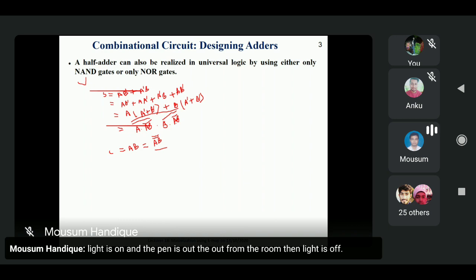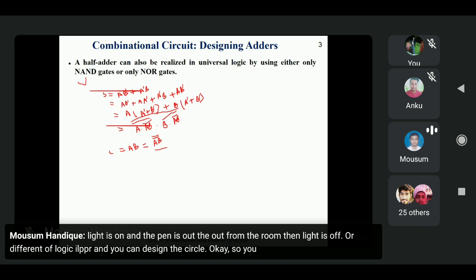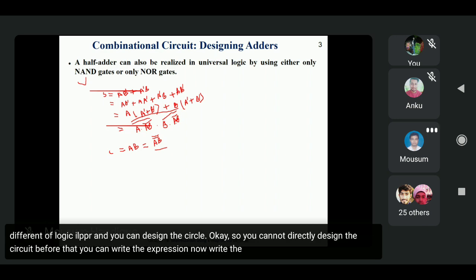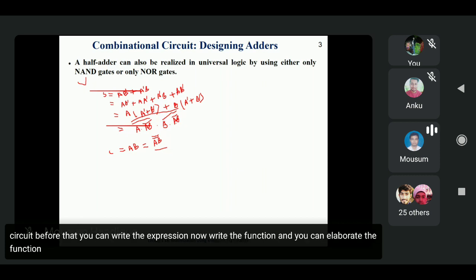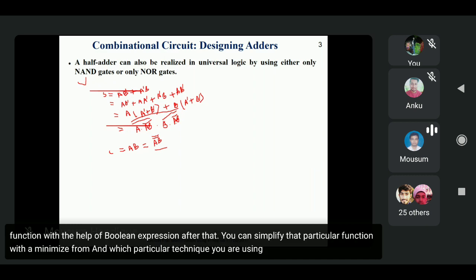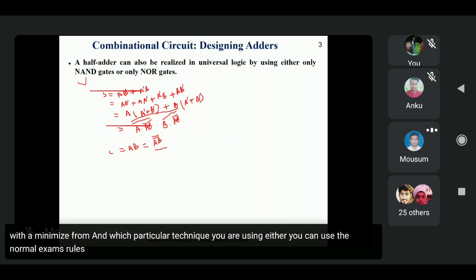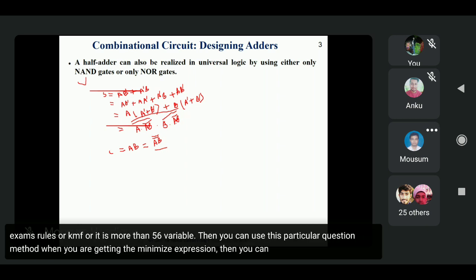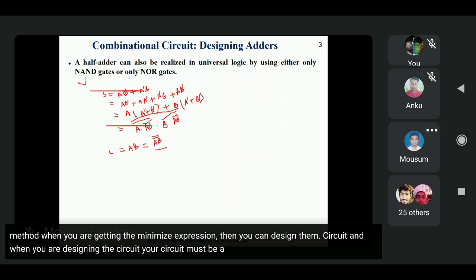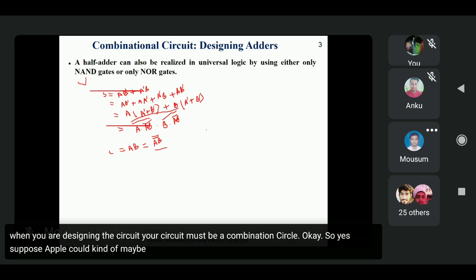You cannot directly design the circuit. Before that, you write the expression, write the function, and elaborate the function with the help of a Boolean expression. After that, you simplify that function to a minimized form. Whichever technique you use, either the normal Boolean rules or K-map, or if it is more than 5-6 variables, then you can use the Quine-McCluskey method. When you get the minimized expression, then you design the circuit, and your circuit must be a combinational circuit. You have to do all this yourself, and I will also discuss it here.